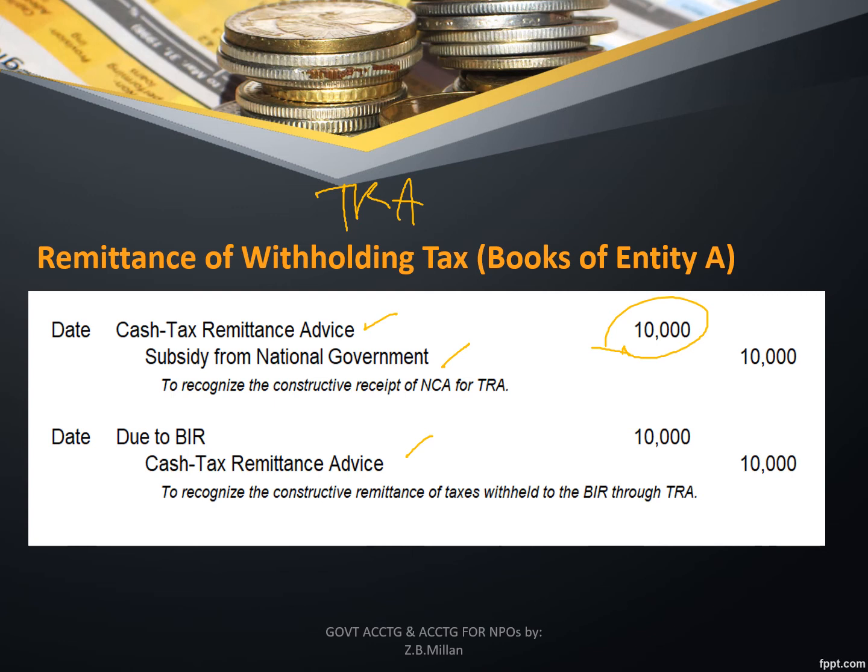Ang nangyari, nagkaroon ng constructive remittance wherein the amount of 10,000 is naging additional disbursement authority ito ni entity A, which is itong 10,000 na withheld niya for taxes is nagkaroon siya ng authority na gamitin ito for other purposes related sa kanyang operations. So, amount used from the TRA will be reported kay entity A's monthly report of disbursement.